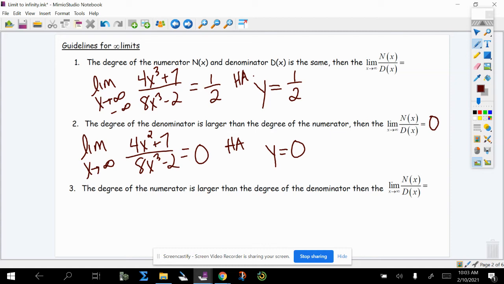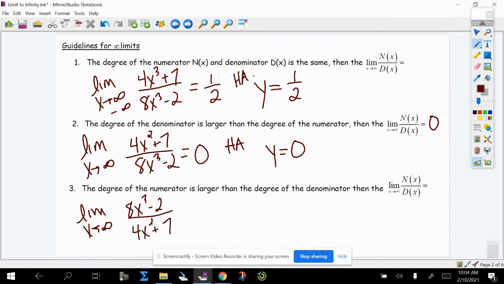And then my third option is, what if it's flipped? What if the top has a larger degree than the bottom? So for example, I'm just going to take the one we just did and flip it upside down. What if it was 8x cubed minus 2 over 4x squared plus 7?